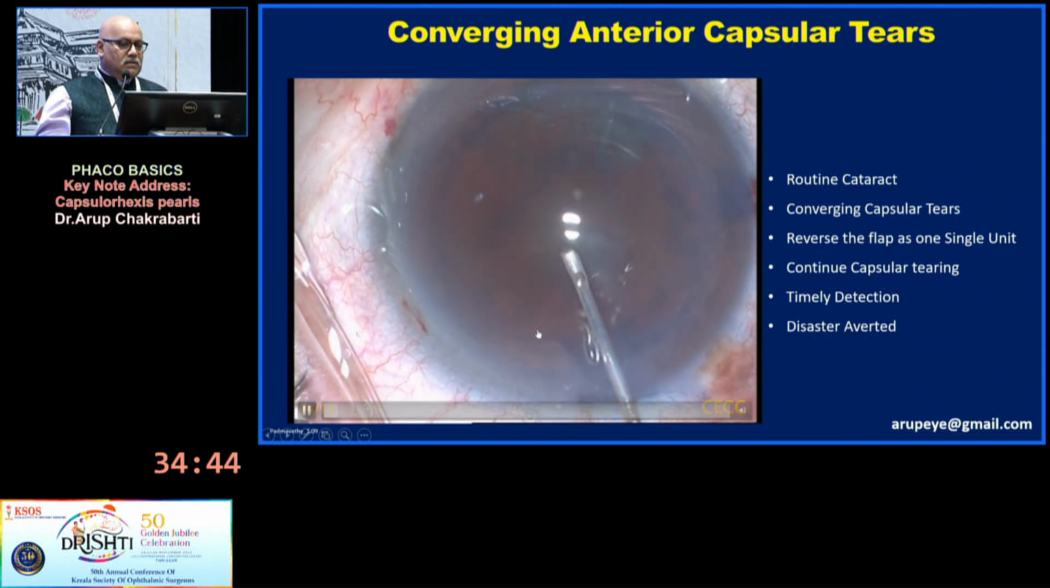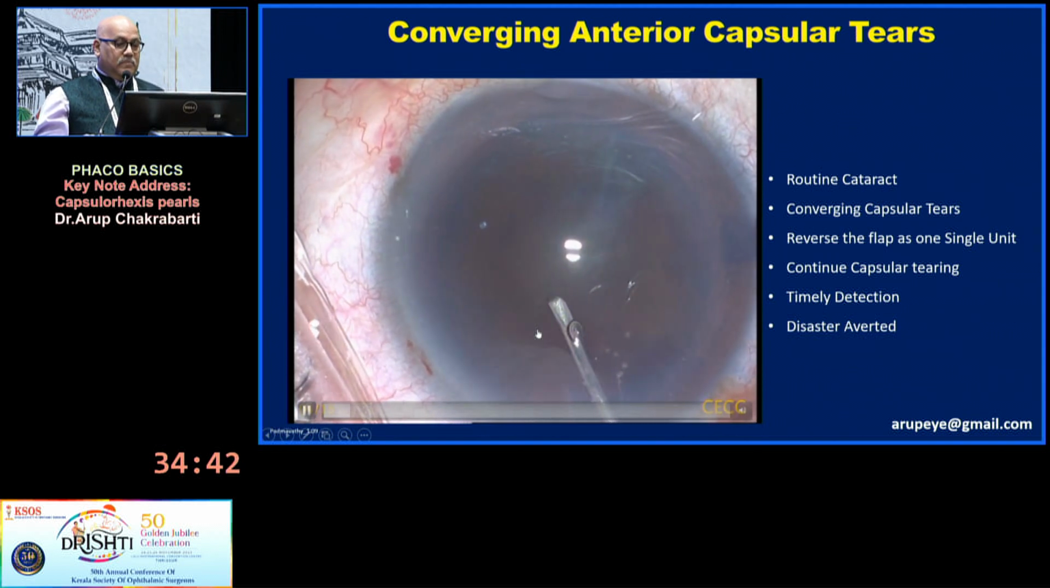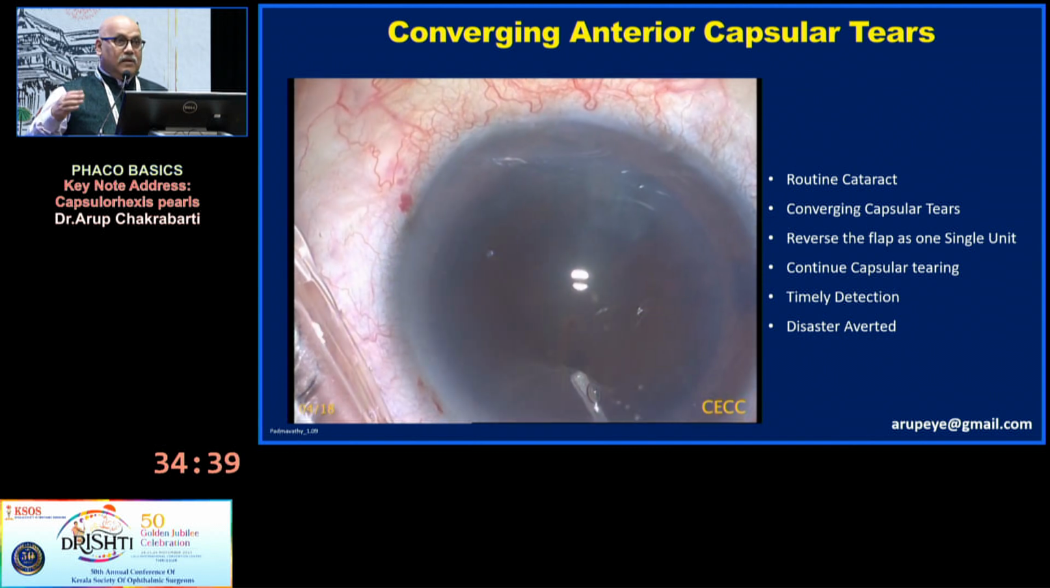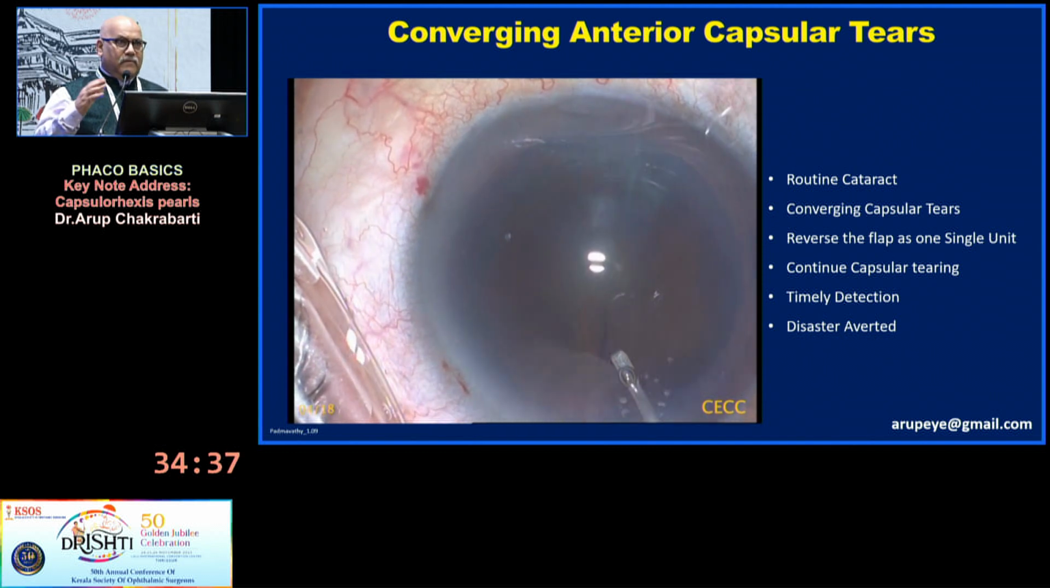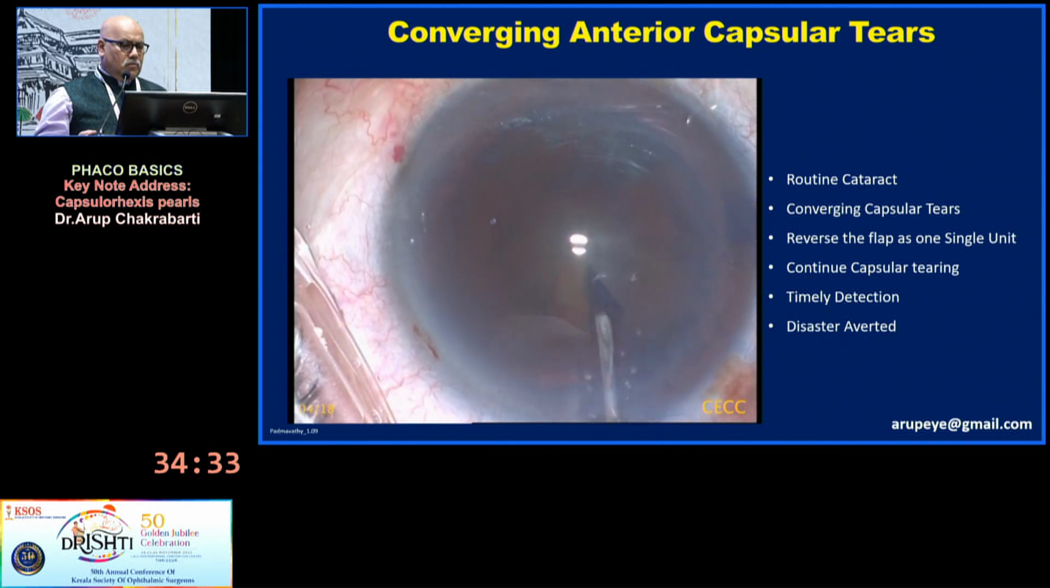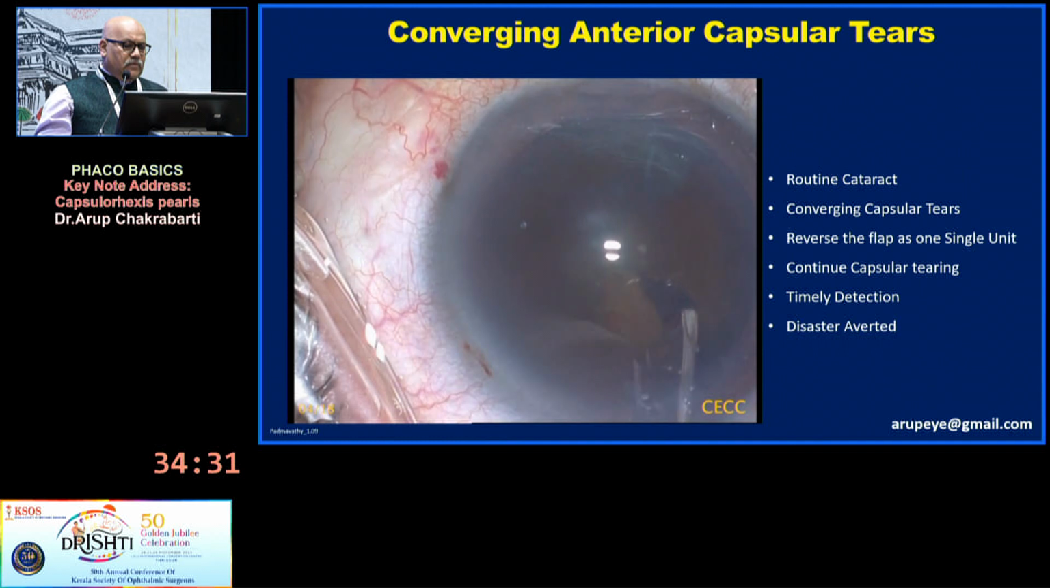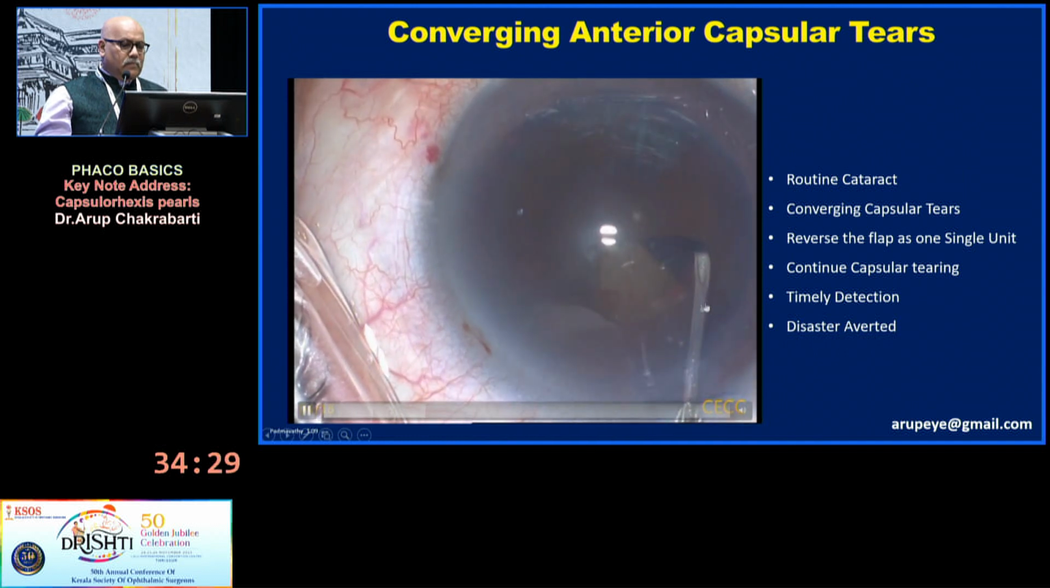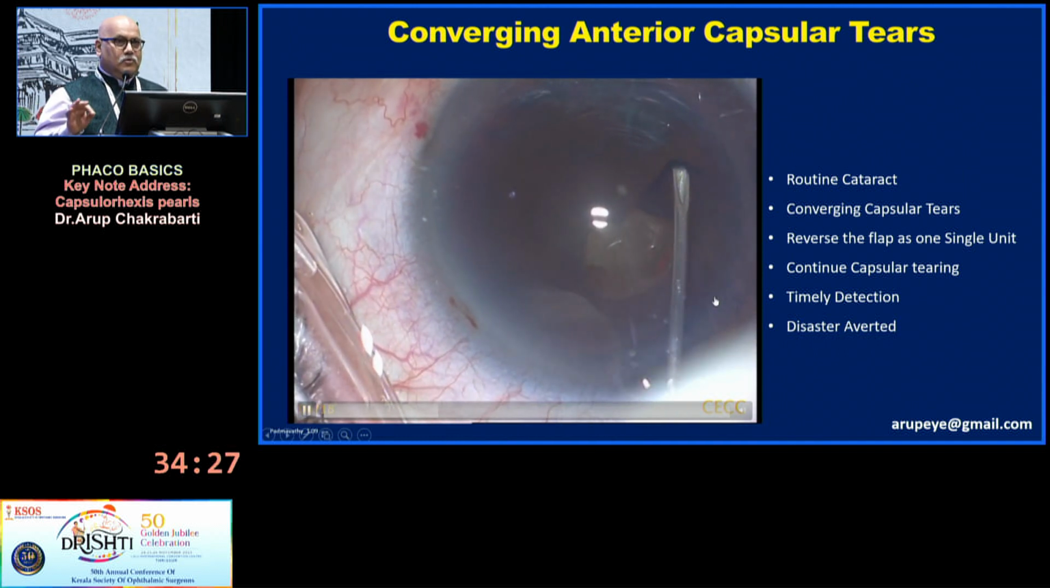Now this was another scenario which happens from time to time, particularly when I was a younger surgeon. I mean, I have completed about 3 decades as a phaco surgeon on 20th October. So here, this peripheral margin of the flap is the active margin. This is where the capsule is being torn.